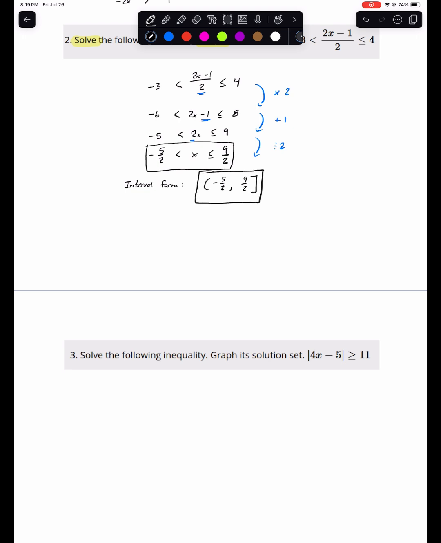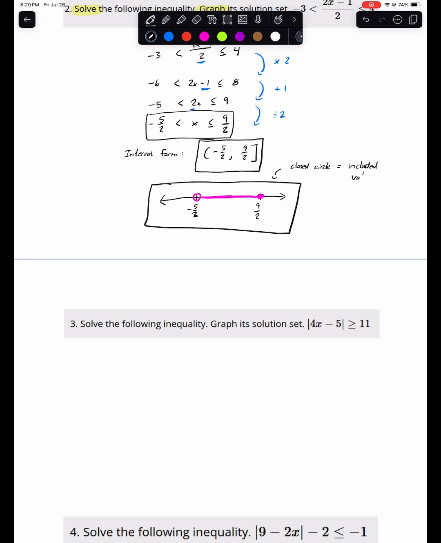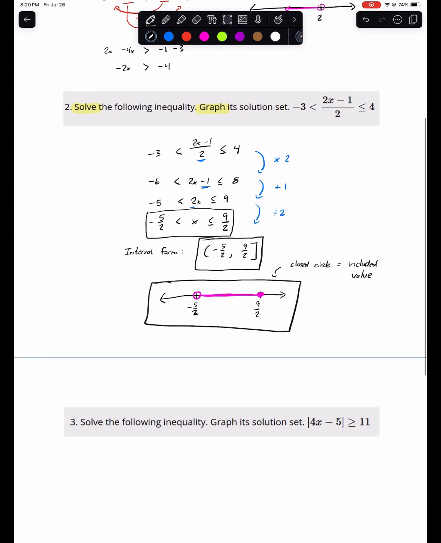Okay. And now for our solution set, our graphing. So on a number line, we have our negative 5 halves and our 9 halves. Open circle at negative 5 halves, and we connect that to 9 halves, like so, and that is our graph. And note that a closed circle is an included value. All right, so that is question 2.